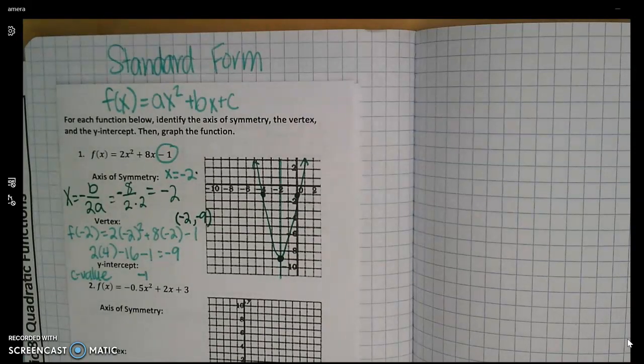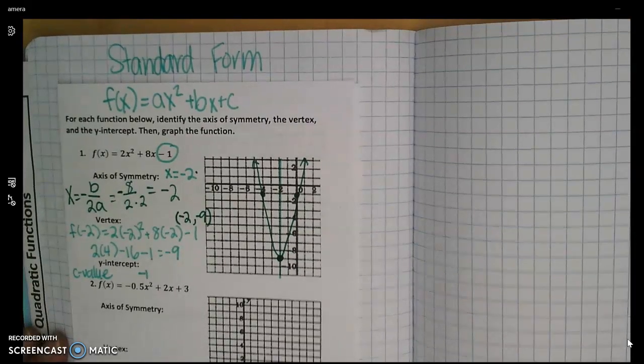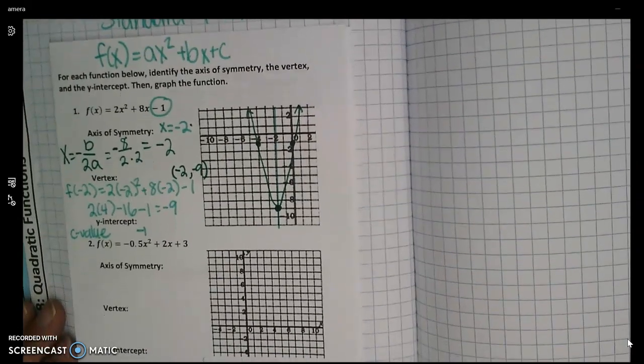I'll do one more, and then I'm not going to do that last one on video. I'll have you pause it and then see if you can't figure out how to do it on your own. I will show you the solution afterwards, though.